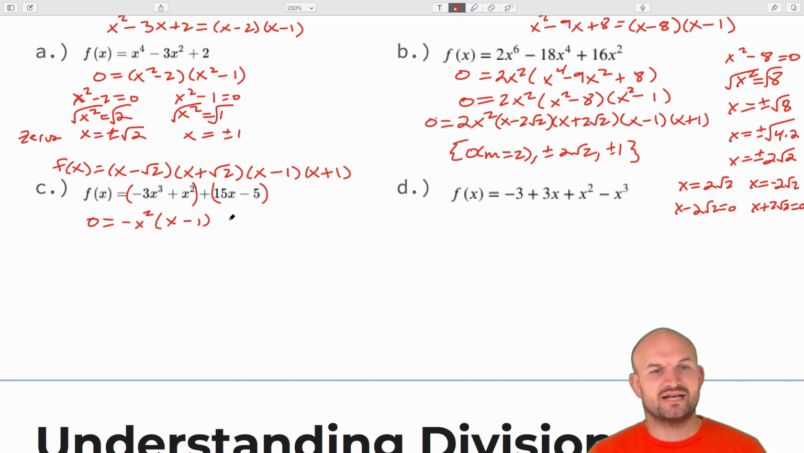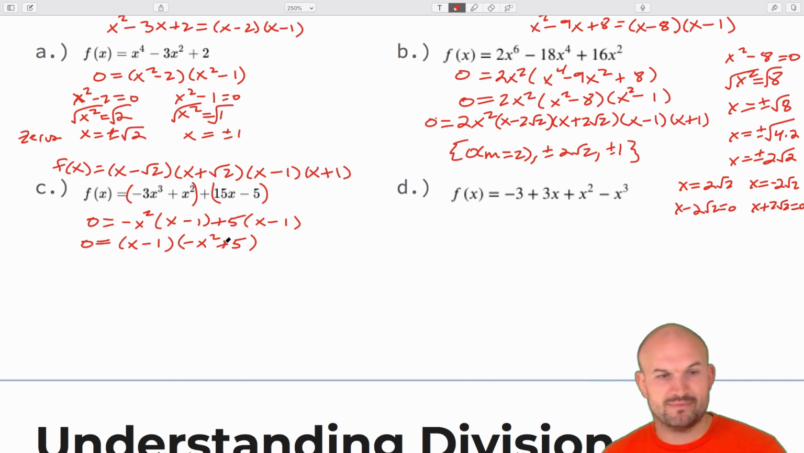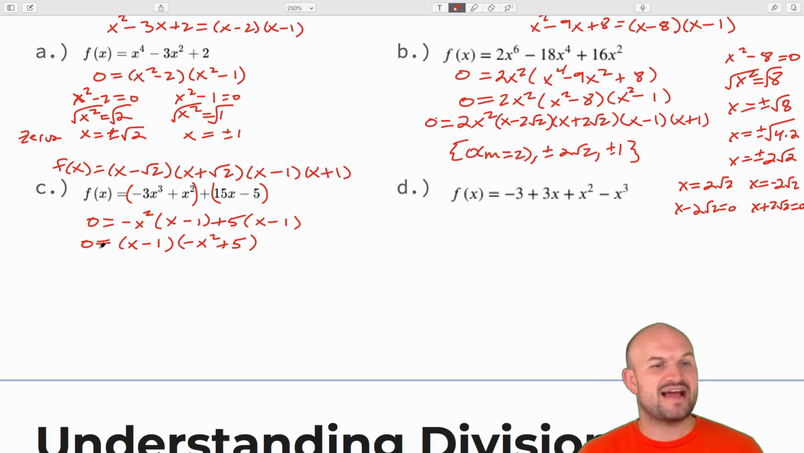So if I want to get a negative x minus 1, that means I have to multiply by a 5, or factor out a 5, x minus 1. Now you can see that both of these expressions have an x minus 1 in common. So if I factor out the x minus 1, that's going to leave me with a negative x squared plus 5. Now I can't really do anything with a negative x squared plus 5, but what I can do is I can factor out the negative.